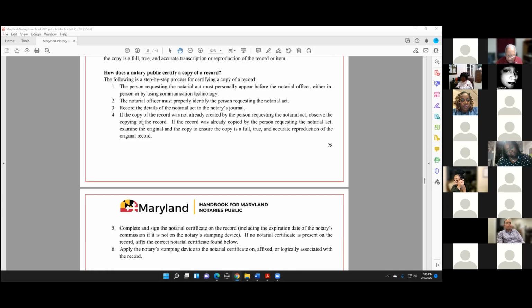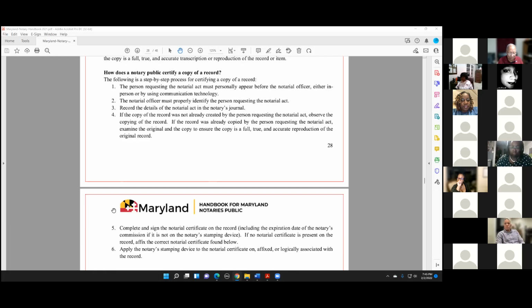Guess what? The signer does not sign the document at all. Y'all know, did that register with you? So the signer doesn't sign, because it's just a copy of the record. This type of notarization does not require the signer's signature. So we just need to attach a certificate verifying that we confirmed that it is a copy.